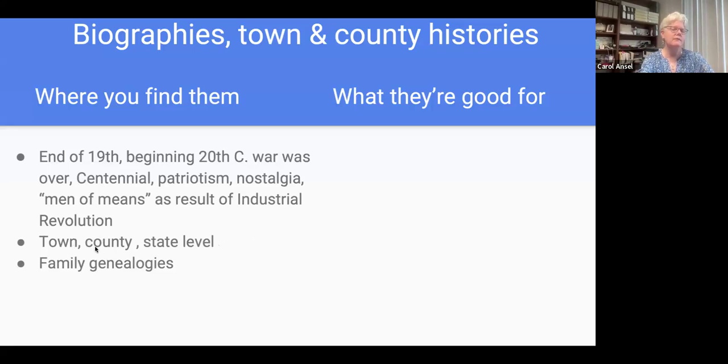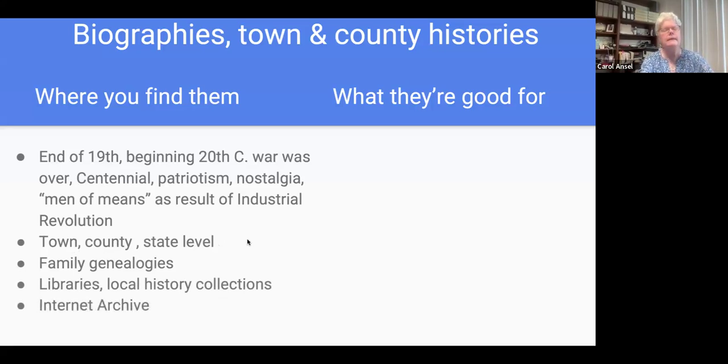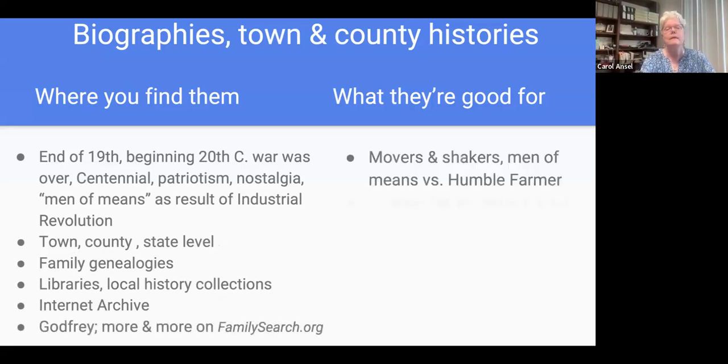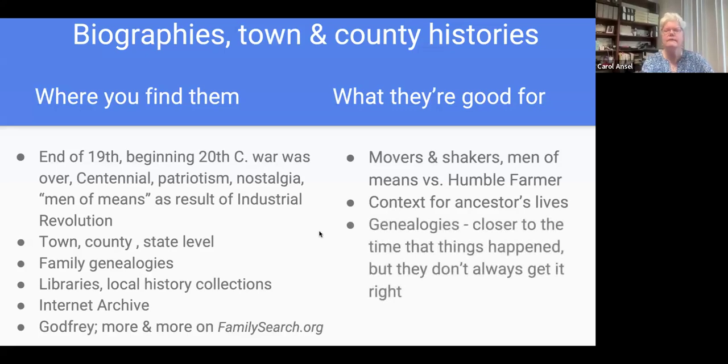And these were done on the town level, the county level, and the state level. Also, a lot of family genealogies were written at about that time. And you can find these in libraries and local history collections. Also, the Internet Archive, if you're familiar with that, you can go in and put something like Lyme, New Hampshire history in quotes and then do Internet Archive, and you may well find some great things. So as I said, these are good for the men of means, basically. But it definitely gives you context for your ancestors' lives and where they were living.